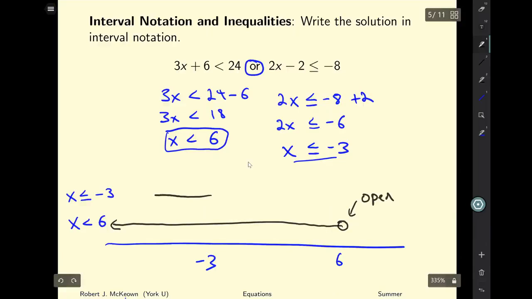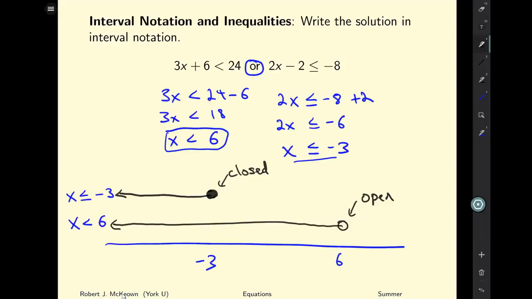Then over here, x can be equal to negative 3, so I'm going to draw a solid dot to represent it as being closed. So a circle or a dot with a hollow in the middle, that's open. A solid dot is going to be closed. Now we can go over to ALEKS and put the answer in.